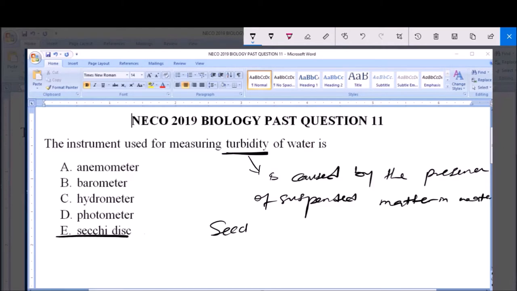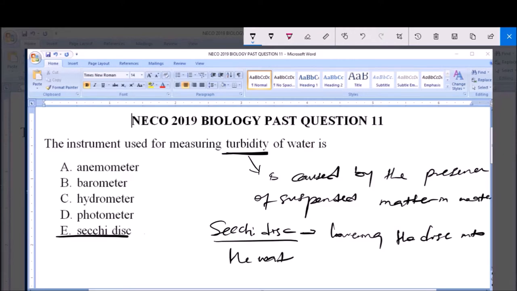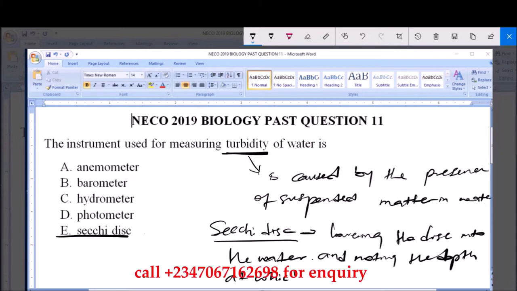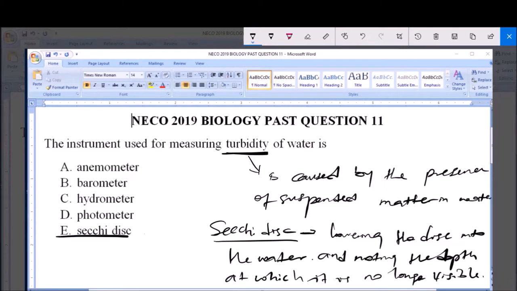The secchi disc is used to measure turbidity. Now this is done by what? The secchi disc is usually white. By lowering the secchi disc into the water, and noting the depth at which this disc is no longer visible, the turbidity of the water can be estimated. So therefore, the secchi disc is what is used to measure turbidity.